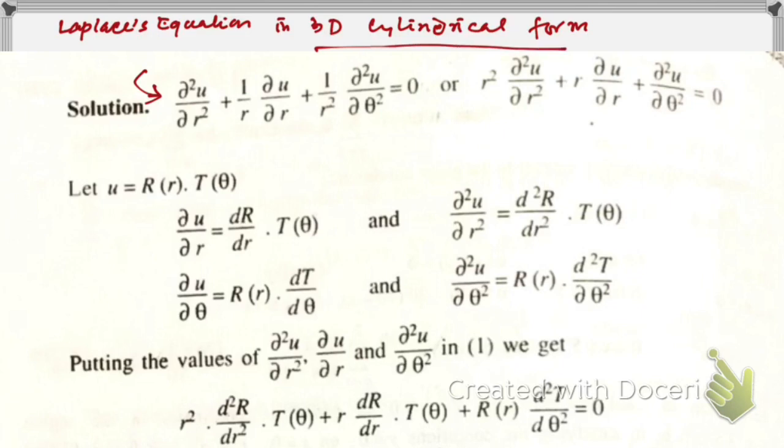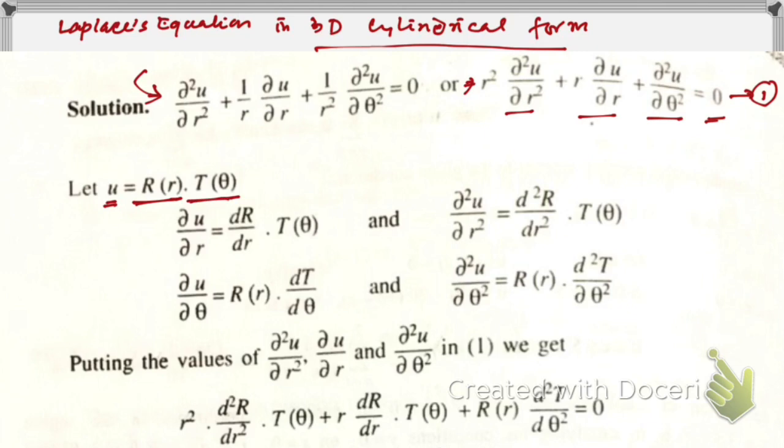Now if you multiply both sides by r square, you will get this form: r square del 2u by del r2 plus r into del u by del r, plus del 2u by del theta square, is equal to 0. Let it be equation number 1. Now let us consider that u is equal to capital R, which is a function of small r, times capital T, which is a function of theta.